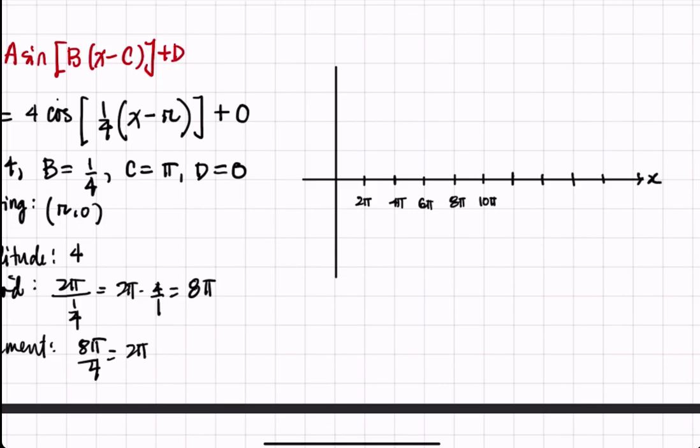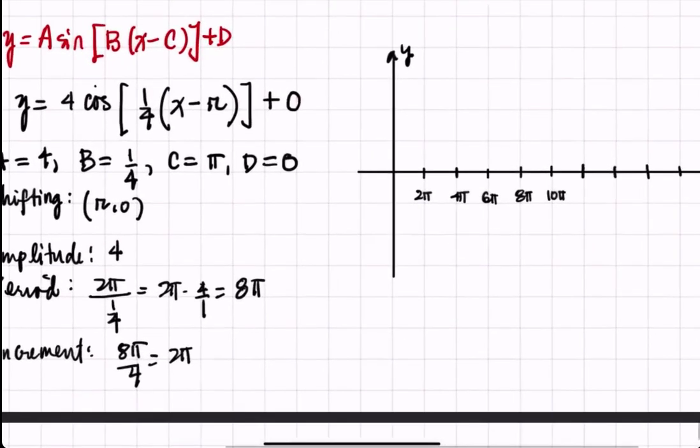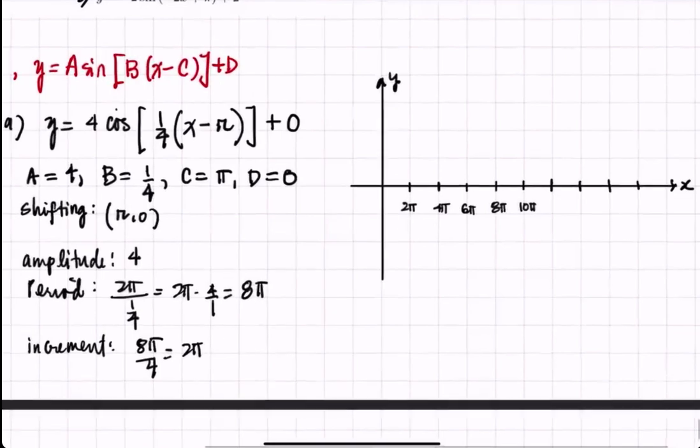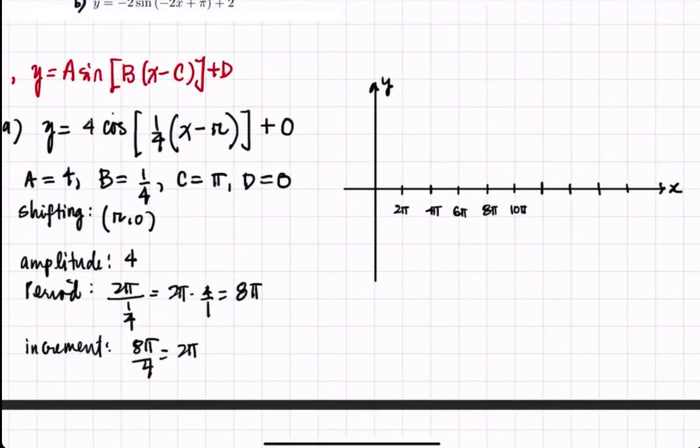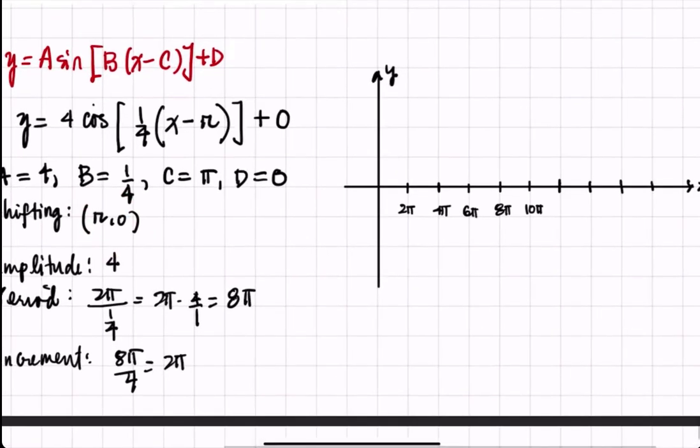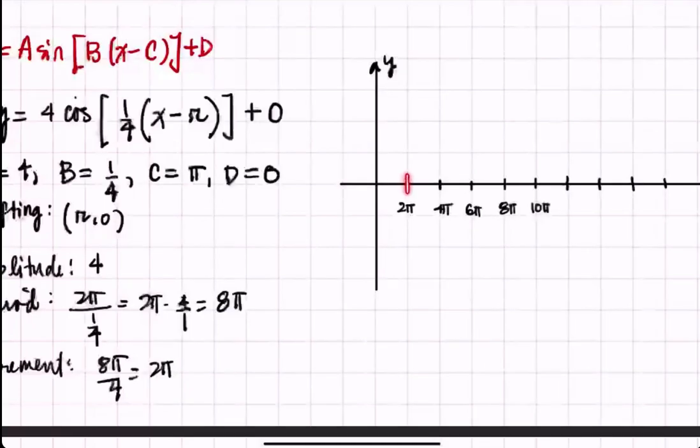So, ito, nasa x-axis, nasa y-axis. Tapos, locate na natin yung shifting. Una, magdodrawing na rectangle, diba? Una si shifting. Yung point mo, si pi 0. Nasaan si pi 0? If this is 2 pi, ito ay pi. Ayan. Okay, so yan yung shifting mo.